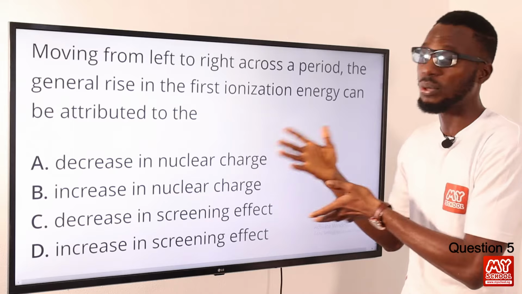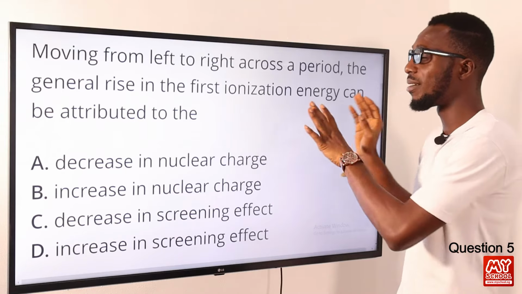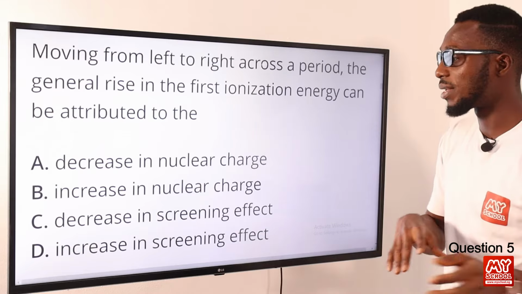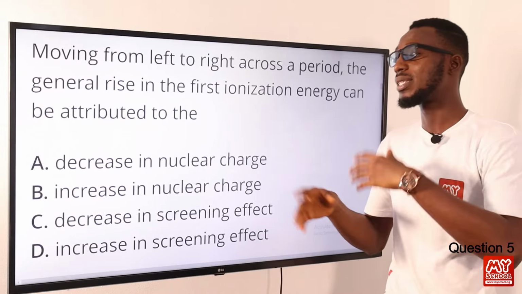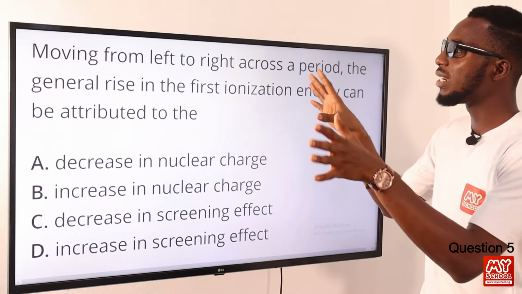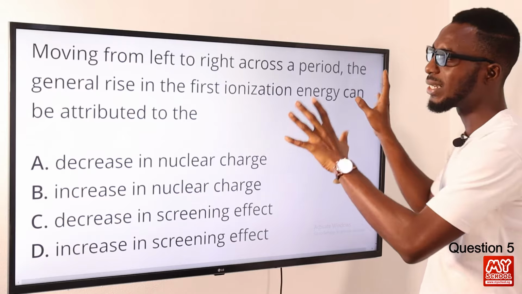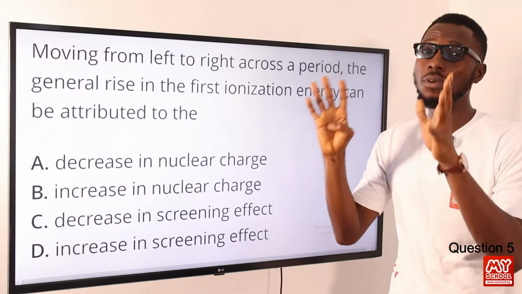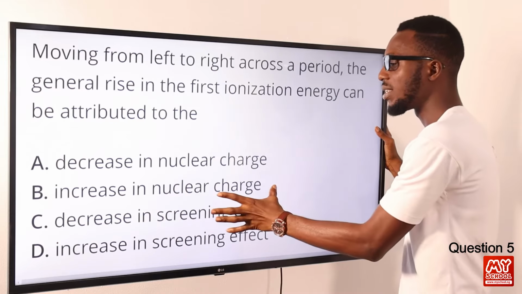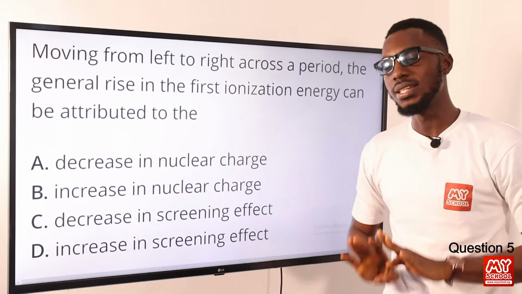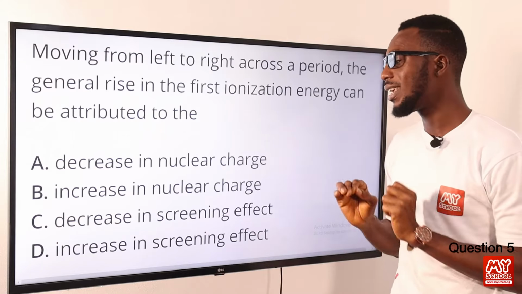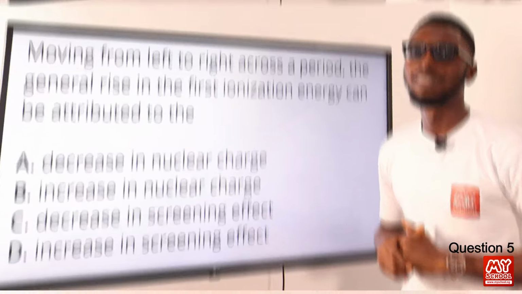You have to talk about factors, like the distance between the nucleus and the outermost electron. You're talking about the screening effect, and the size of that particular charged atom. So basically, moving from left to right across the period, the first ionization energy increases because there's an increase in nuclear charge, and down the group it decreases. So the correct option here is option B, the increase in nuclear charge.